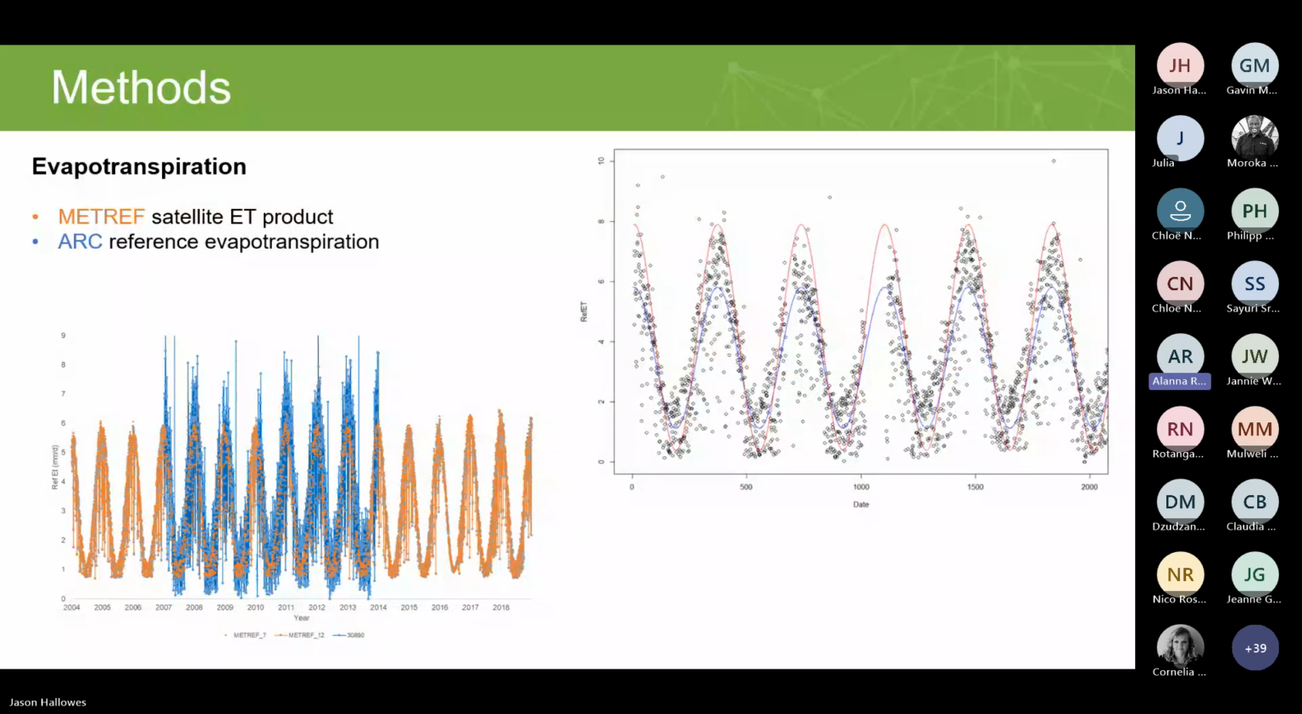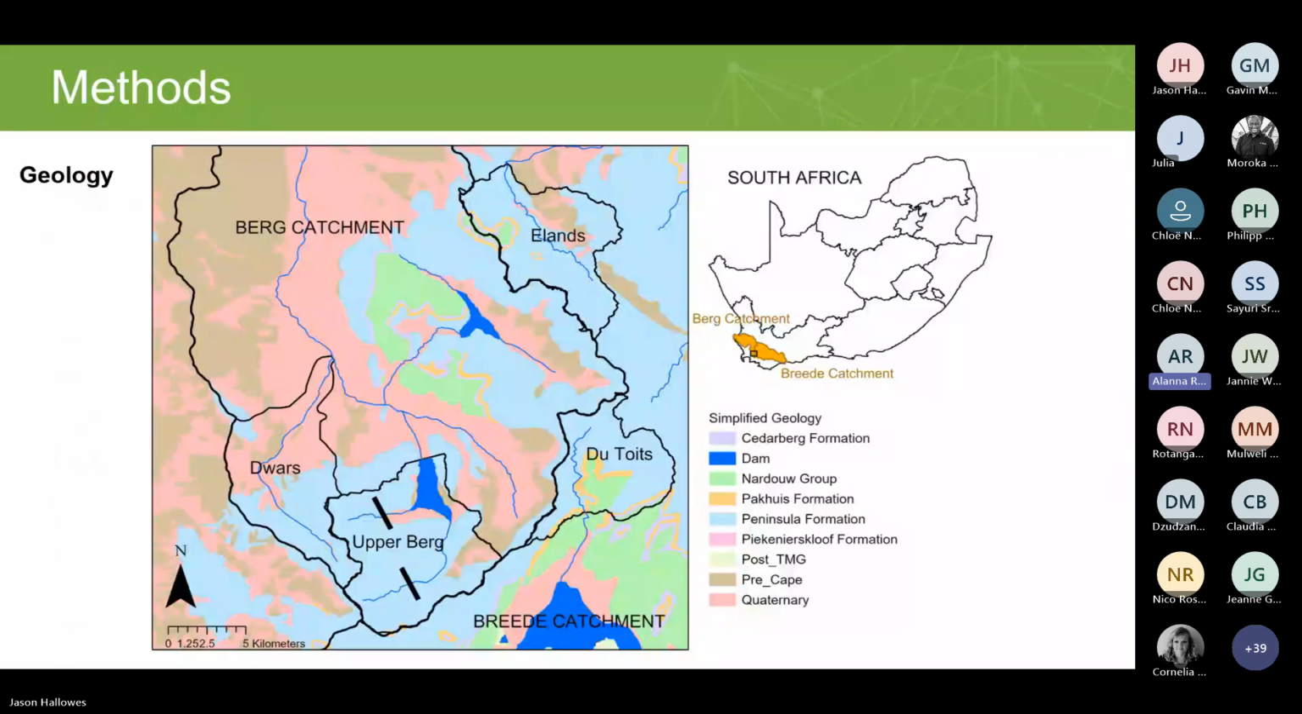In terms of a conceptual model, we recognize geology to be very important. This is the geology map of the area. It is characterized by these fractured quartzite formations. You can see that in the blue, the Peninsula Formation. And I'm going to show just a conceptual model from one catchment now, just to give you a bit of an idea of what's going on. So Jason, you can go on to the next slide, please.